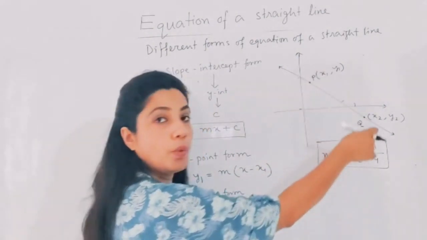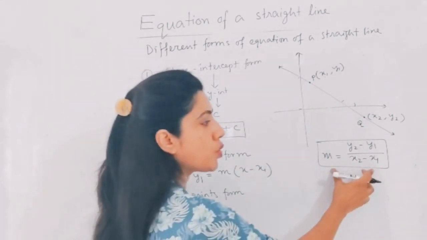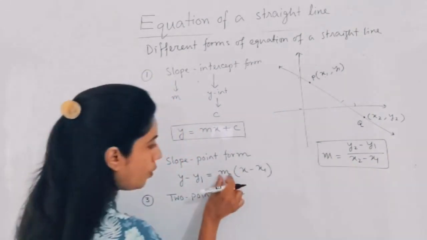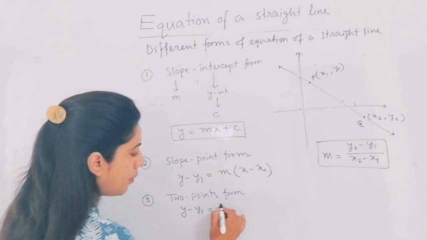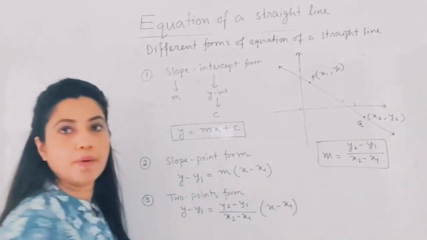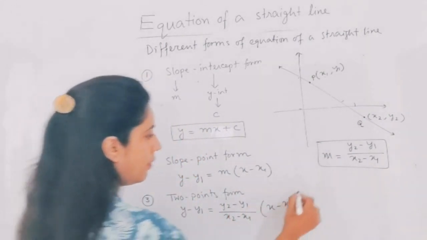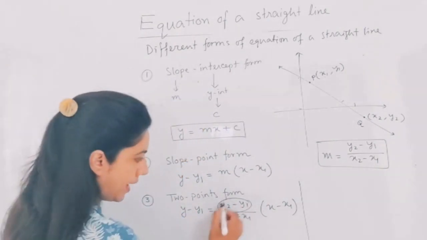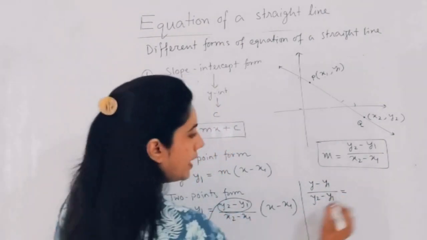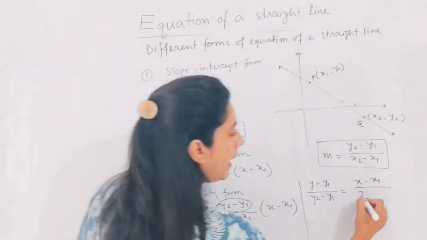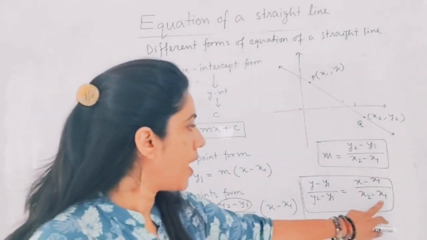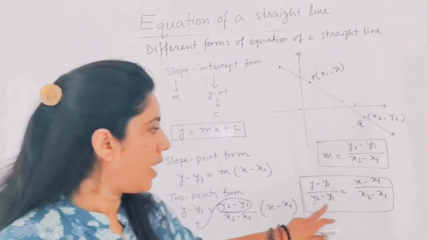If the 2 points are given to us through which the line is passing, we can get the slope by this formula also. Now, in this second form, you just put this value over here. y minus y1 is equal to (y2 minus y1) upon (x2 minus x1), whole into (x minus x1). Now just rearrange, get this side, so it will be (y minus y1) upon (y2 minus y1) is equal to (x minus x1) upon (x2 minus x1). This is the 2 points form, when your x1, y1, x2 and y2 are given.